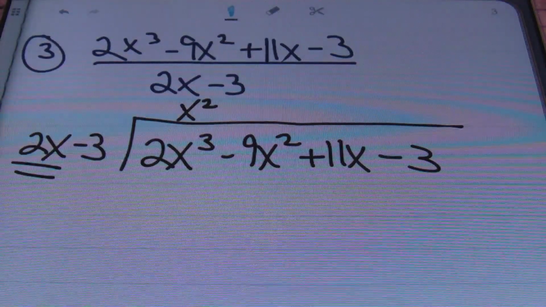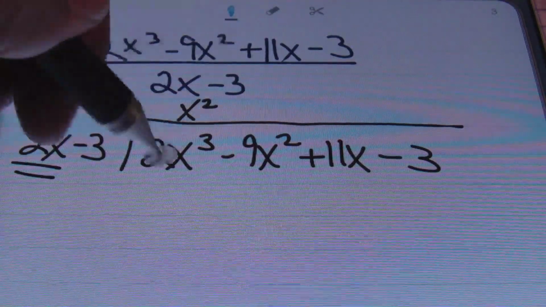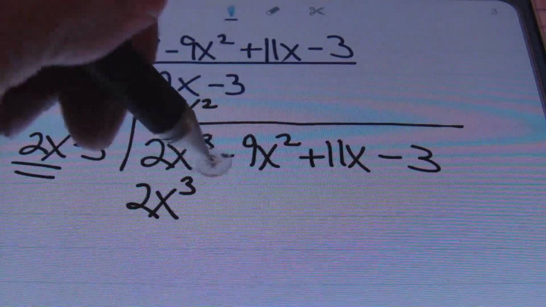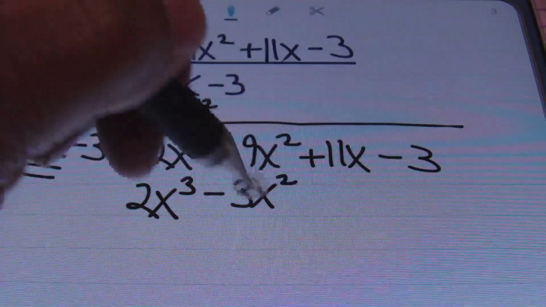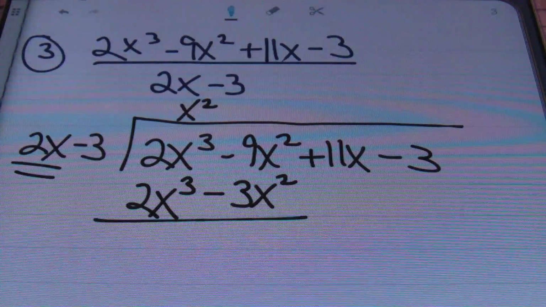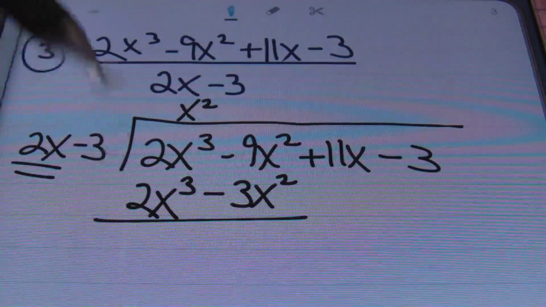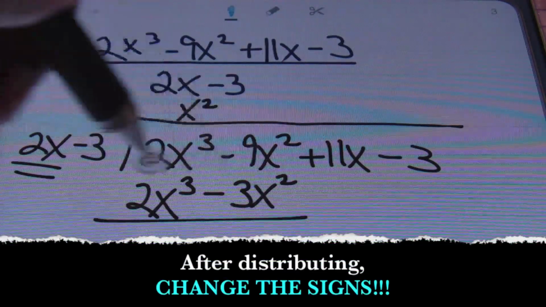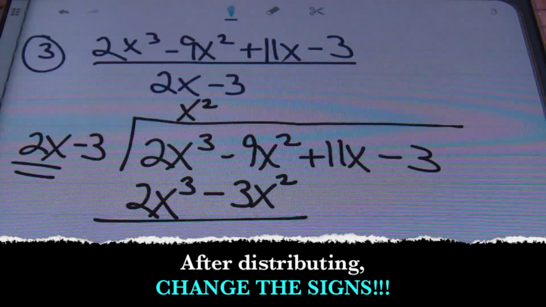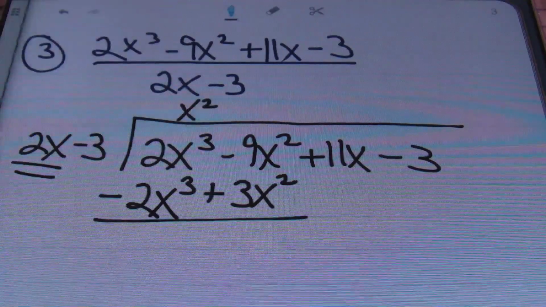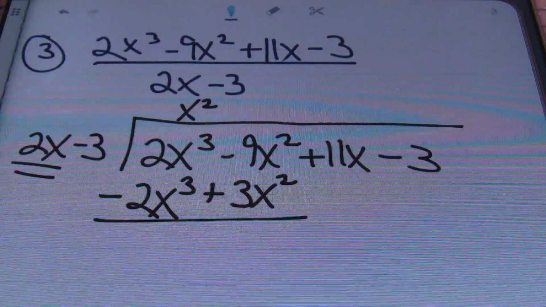So in multiplying this out, I'll have x squared times 2x, that gives me 2x cubed. X squared times negative 3 gives you negative 3x squared. And part of the process of solving this, ladies and gentlemen, is to change the sign after you distribute. So after you distribute, make sure you change the signs before you continue on. So that means that this 2x cubed will become a negative and this will become a positive. Remember, that's part of the process.